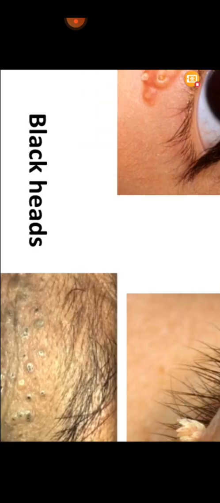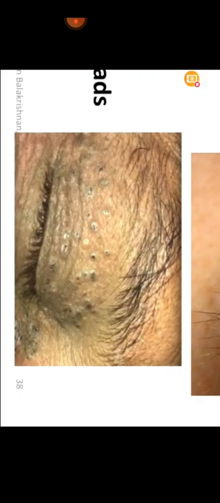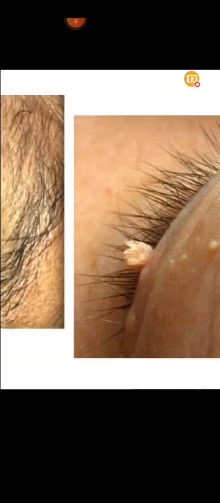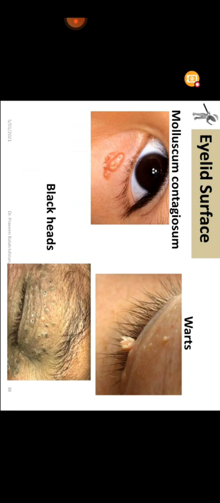You can see this molluscum contagiosum, which is actually a molluscal infection, a viral infection of the eyelid. And you can see some people like this. Don't get confused with the molluscum. It's actually nothing but the blackheads that appear in the eye. Okay, the blackheads may appear in such a manner, so watch out for this. Or you can see even warts. This is also a very common presentation in the eyelids.